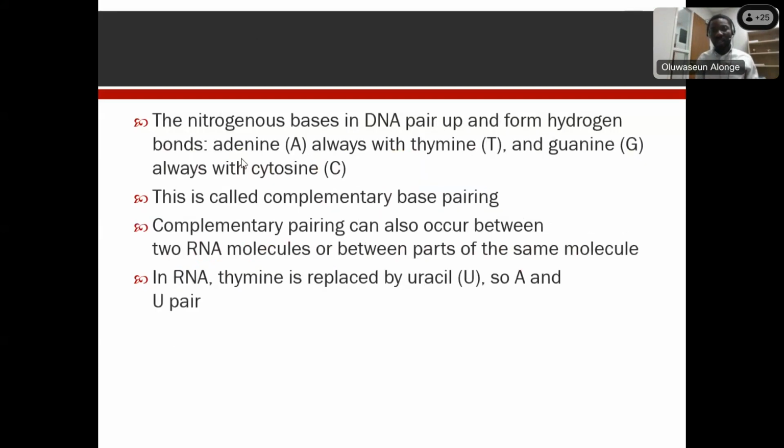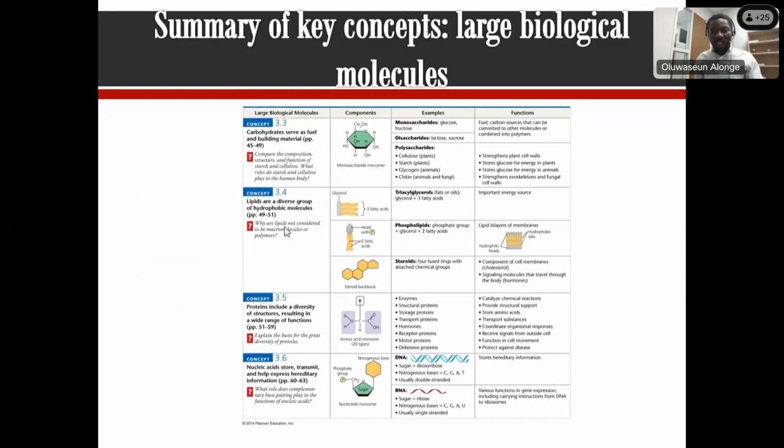All right. So nitrogenous bases pair up and form hydrogen bonds. Again, adenine pairs with thymine, AT, and guanine pairs with cytosine. This is called complementary base pairing. All right. Again, whenever you see an RNA, you will not see T there because RNA doesn't have T. RNA only has U. All right. Here is the end of chapter 4.